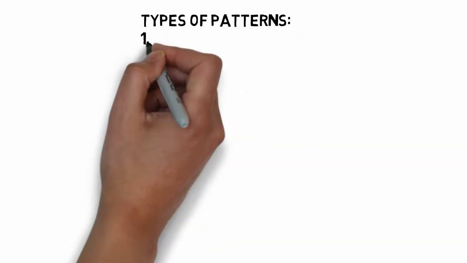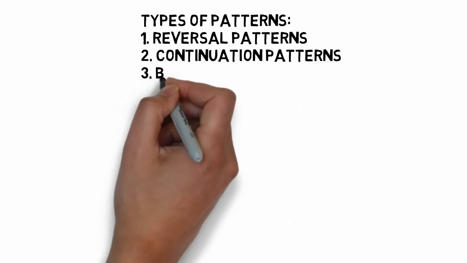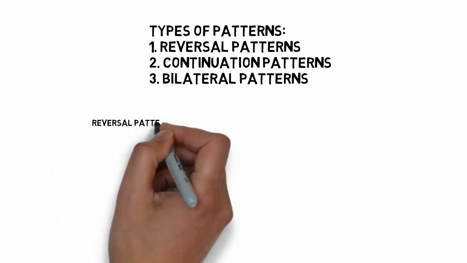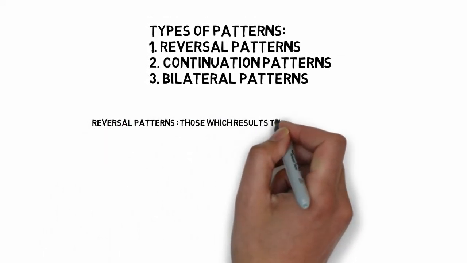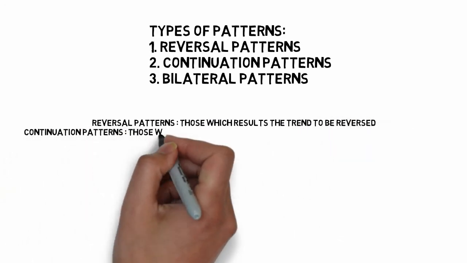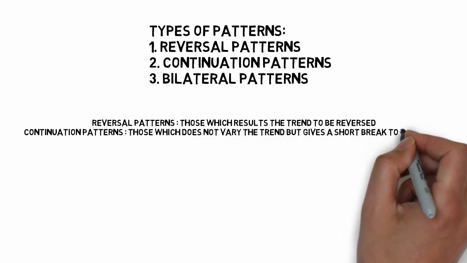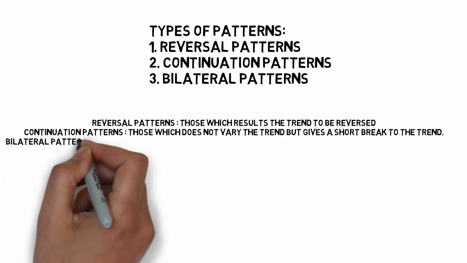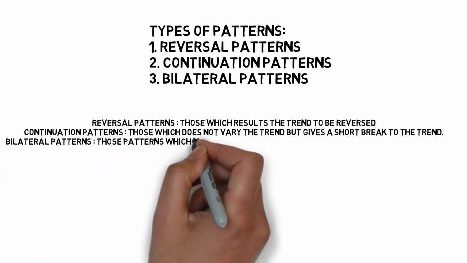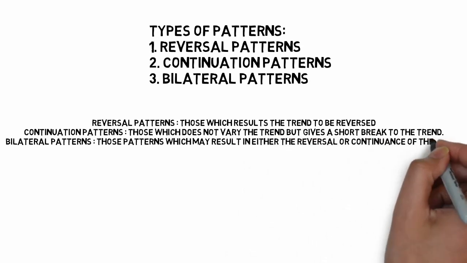There are mainly three types of pattern. 1. Reversal pattern. 2. Continuation pattern. 3. Bilateral pattern. Reversal pattern is a pattern that causes the general trend to be reversed. Continuation pattern is the one which does not vary the general trend but provides a small time relief to the trend players, for consolidation. Bilateral patterns are those which may result in reversal or continuation of a general trend.